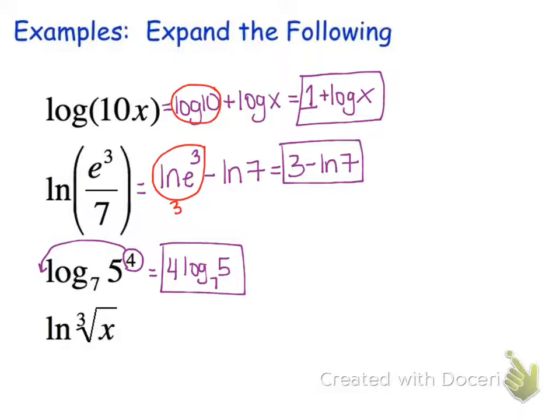And finally, the last one, the ln of the cubed root of x. Now one thing to remember, if I just rewrite the cubed root for a second, the cubed root is the same thing as x to the 1/3 power. So now we'll use that power rule and bring that 1/3 down in front. So we get 1/3 times the ln of x.